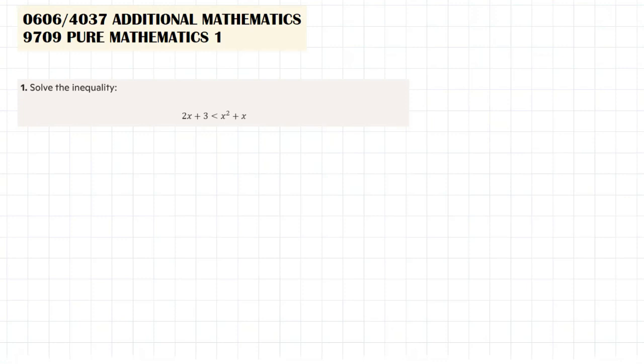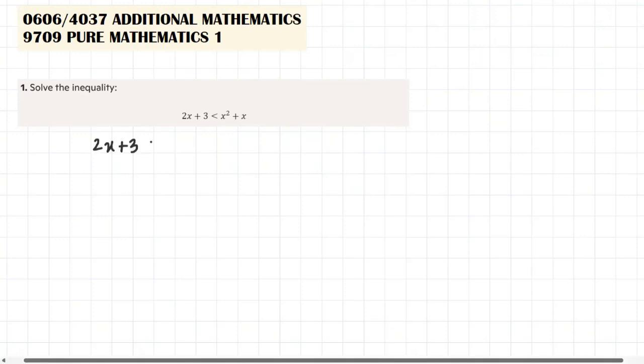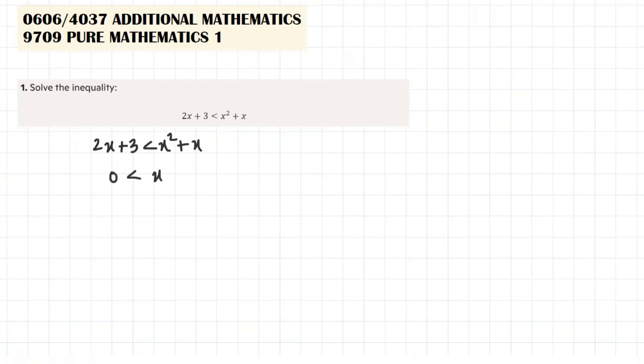Okay, now let's check the solution. So 2x plus 3 less than x squared plus x. It needs some rearrangement. So subtract 2x and 3 on both sides. So this becomes x squared minus x minus 3. And that's the same thing. I can write it like this.